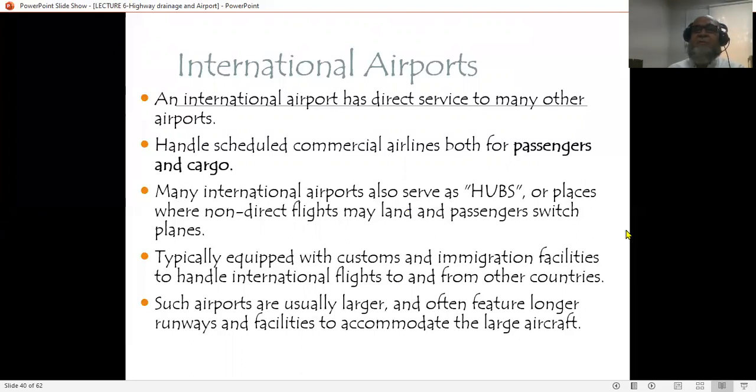So this is a very profitable airport, but they are very large airports. They carry bulk passengers. For a passenger, it's a hectic thing, because first you shift to one aircraft, then wait at the other airport, and then you don't come directly home. But for the airline industry, they earn more profit from this service. Typically, international airports are equipped with customs and immigration facilities. Such airports are usually larger, featuring long runways and facilities to accommodate larger aircraft.